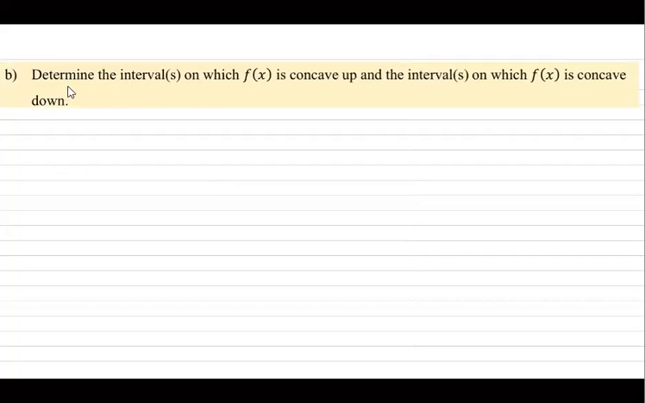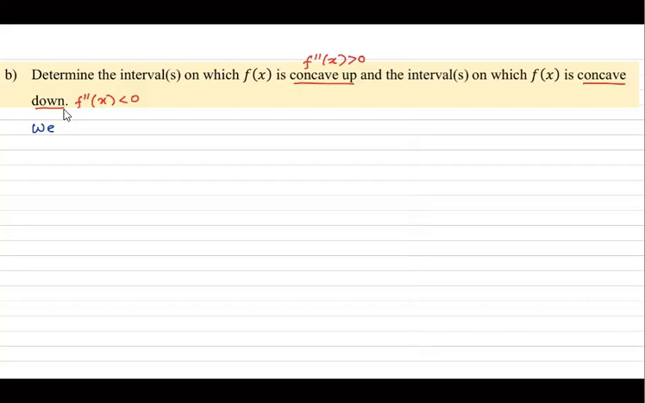In order to find where the function is concave up or concave down, always remember, when we are talking about the function being concave up or concave down, we are talking about the second derivative. The function will be concave up if the second derivative of the function is positive. And it will be concave down if the second derivative of the function is negative. So let's find the second derivative of the function.